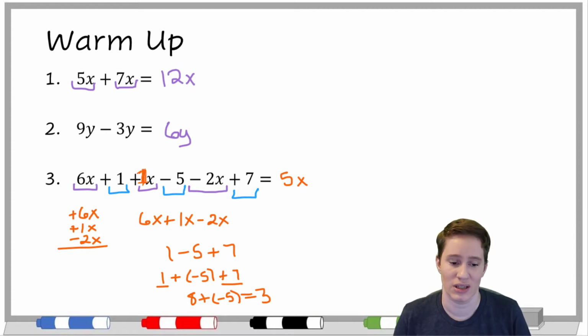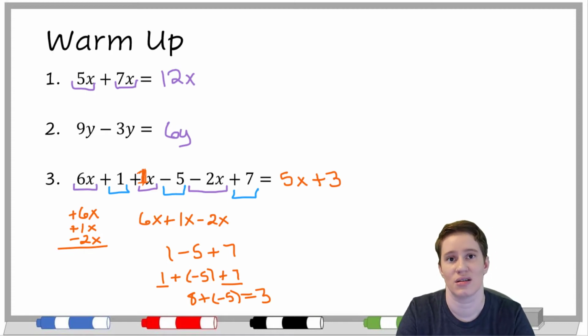Anyway, so we get 8 minus 5 is 3, so this would be 5x plus 3. So that's how we add and subtract like terms. It's just a friendly reminder before we get started with today's thing, which is solving equations with variables on both sides.